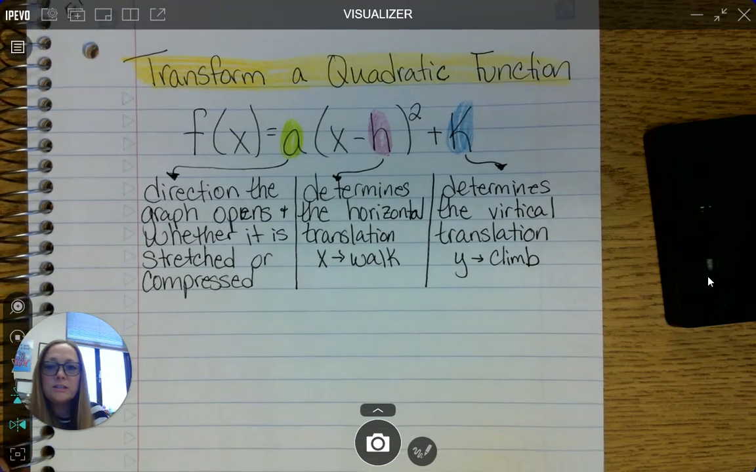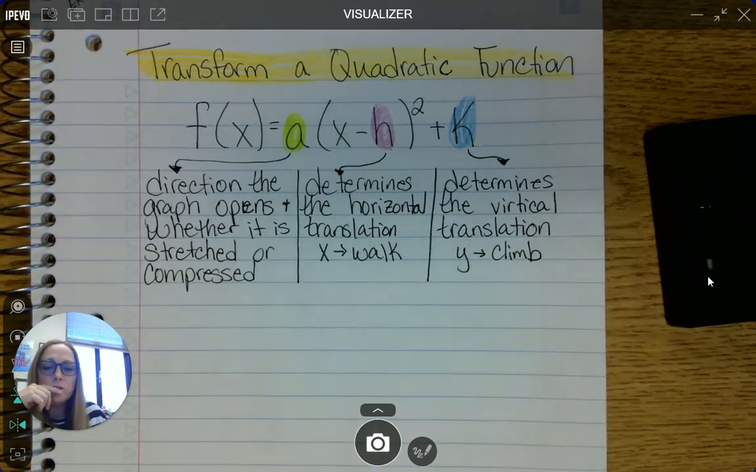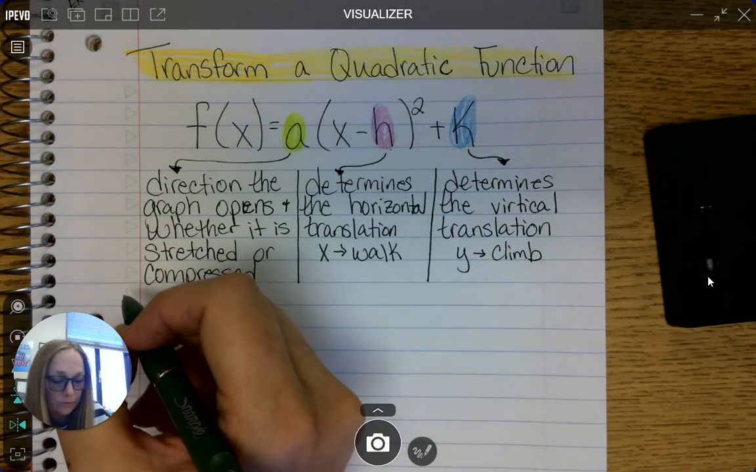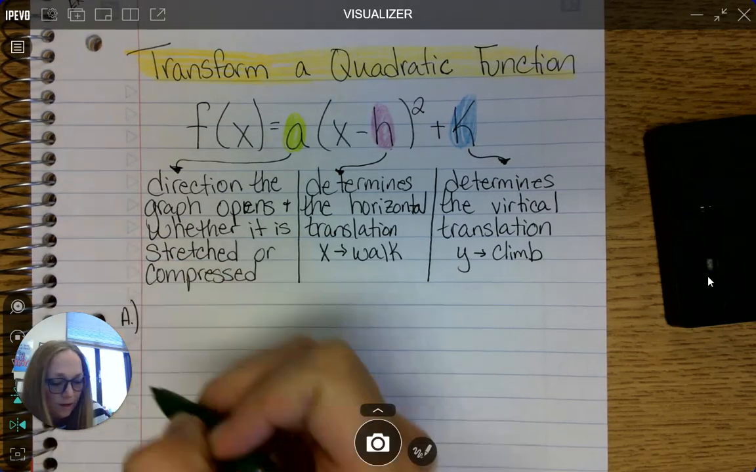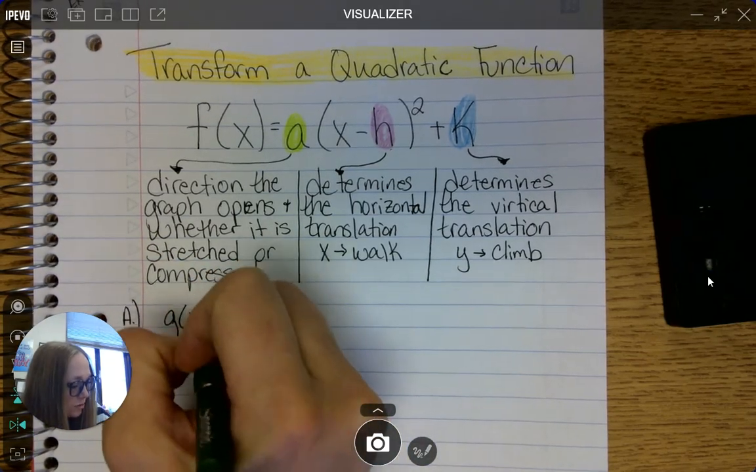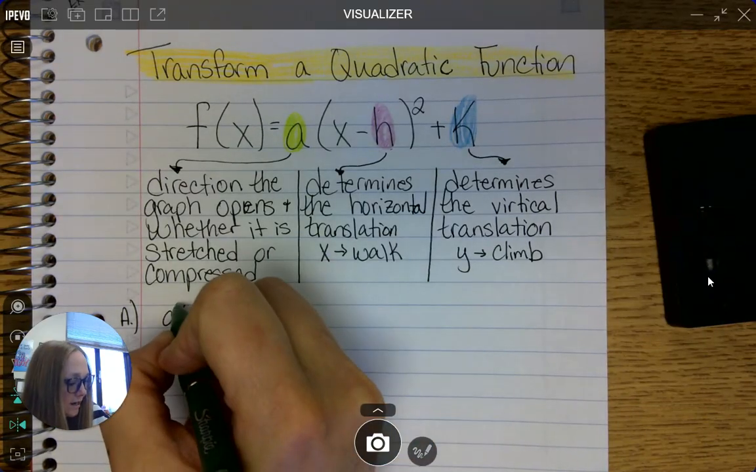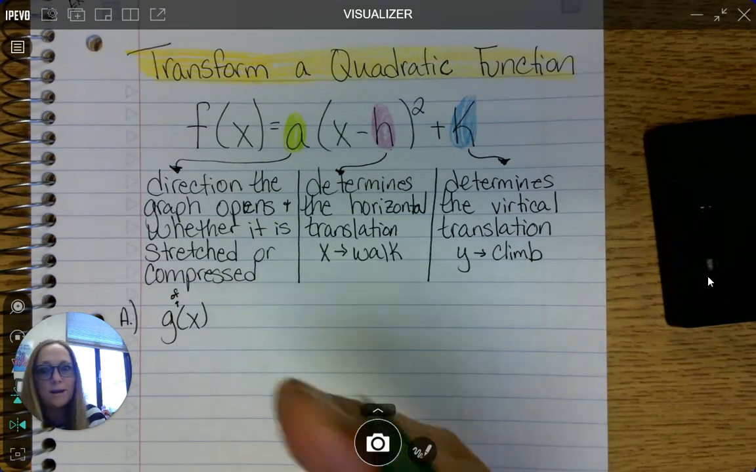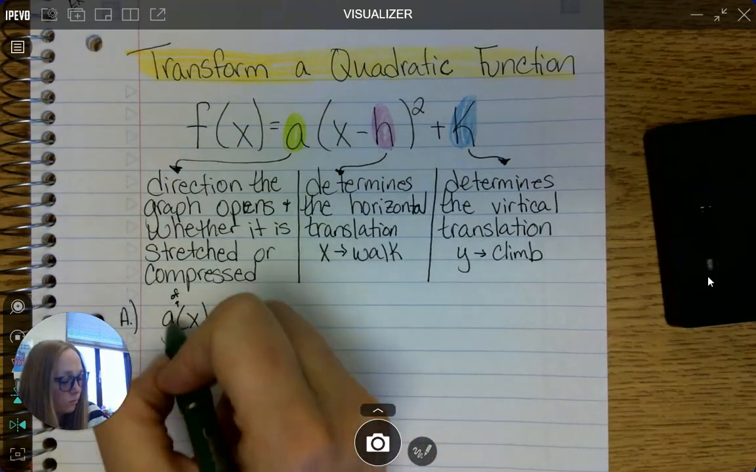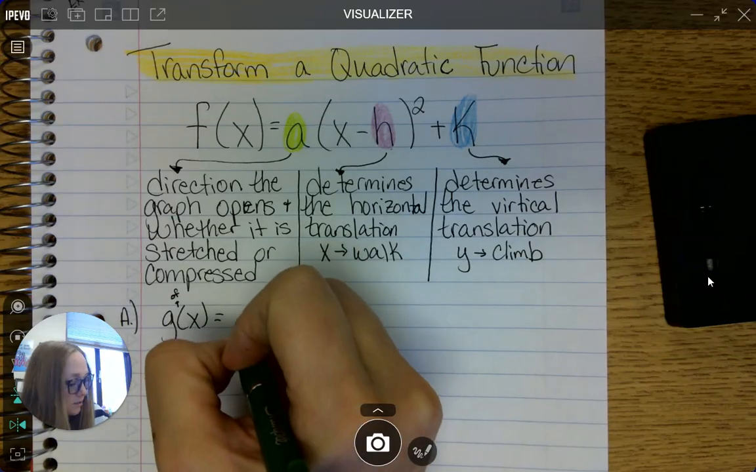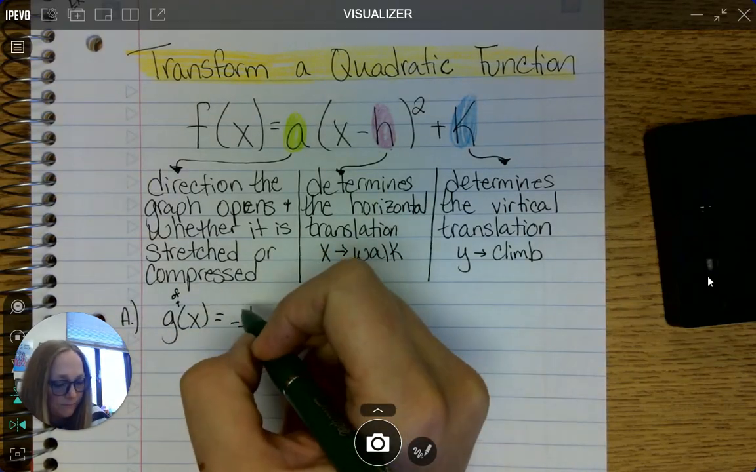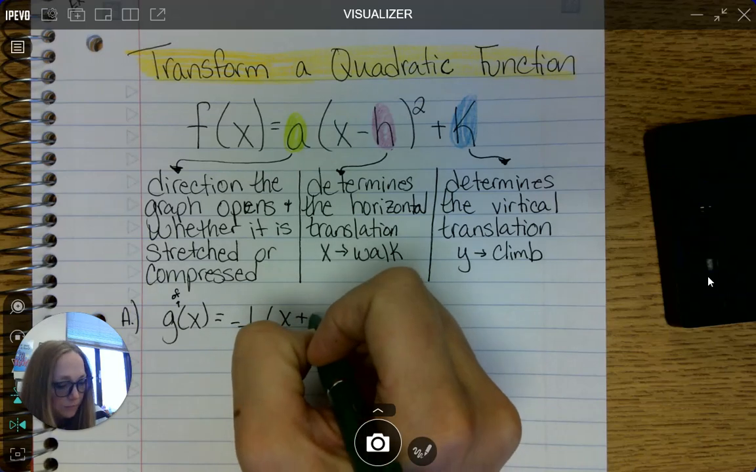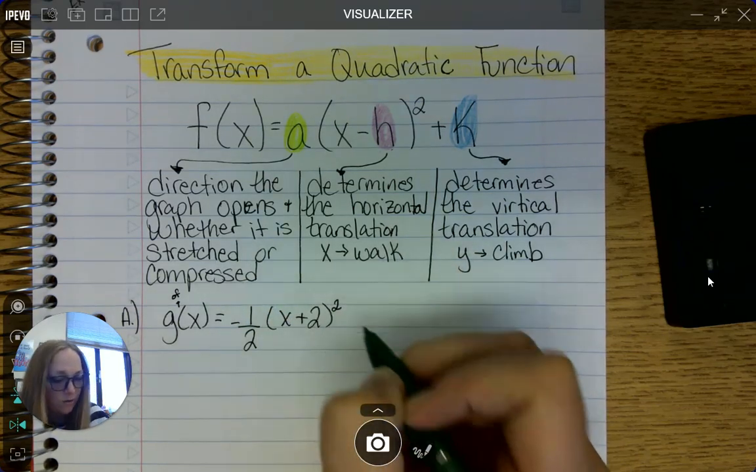Okay. So let's look at some examples and be able to translate what this means when it's actually given to us in a formula or in an equation. So I'm just going to call this example A here, g of x. Remember, as long as it's in that function notation, we read it as "of," and it can be g of x, f of x, y of x, it doesn't matter, it's still our y value here. So we have g of x equals negative 1/2 times x plus 2 to the second power.